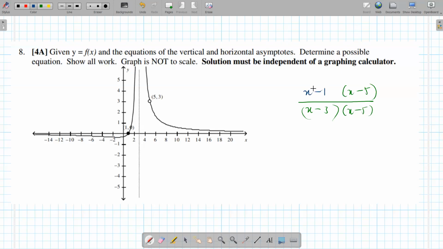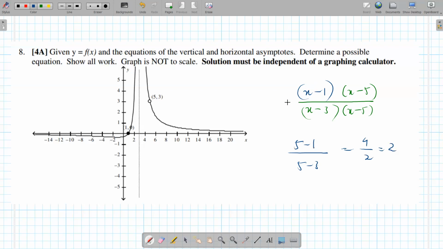So what if we do x minus 1? Would that work? So this one gives us an x-intercept of 1. That's fine. And then finally, we have to check for this. When x is 5, the y value should be 3. 4 over 2, that's a 2.